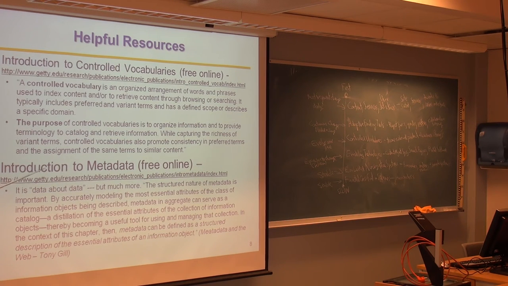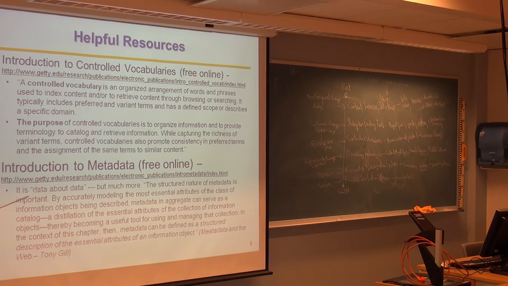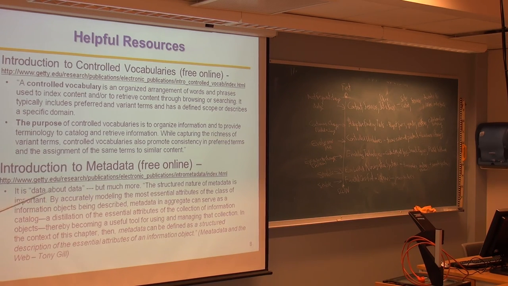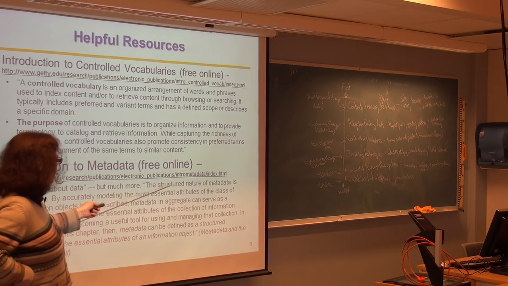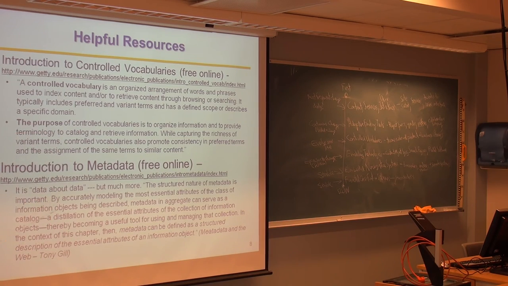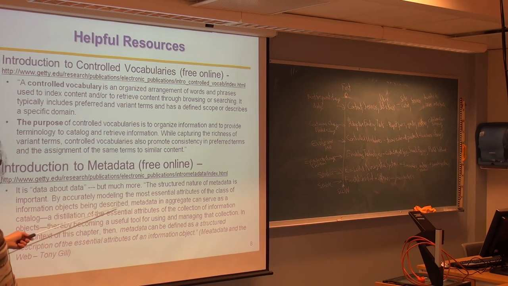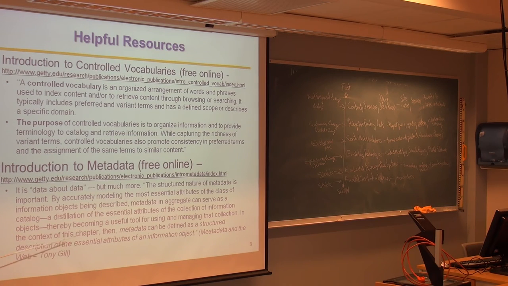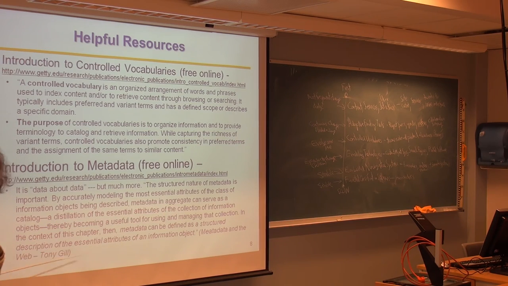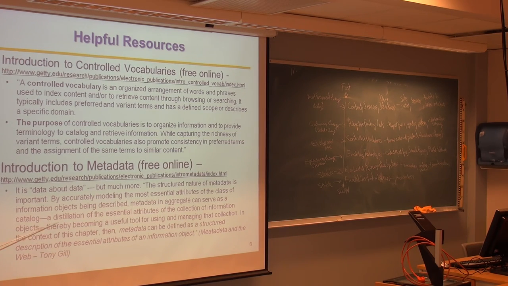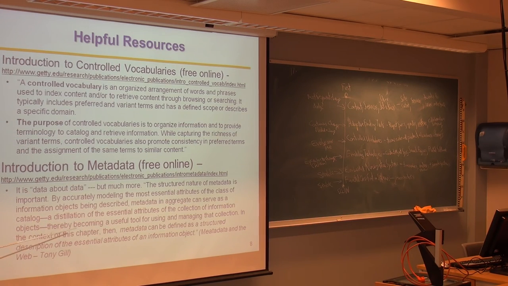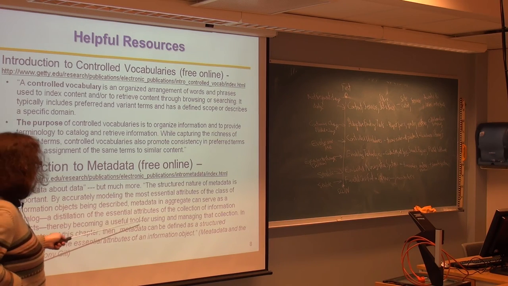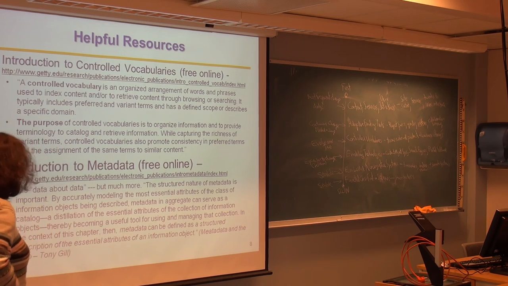And then, introduction to metadata. Again, we had said before, metadata is data about data, but it's actually much more than this. The structured nature of metadata is important. By accurately modeling the most essential attributes of the class of information objects being described, metadata in aggregate can serve as a catalog, a distillation of the essential attributes of the collection of information objects, thereby becoming a useful tool for using and managing that collection.